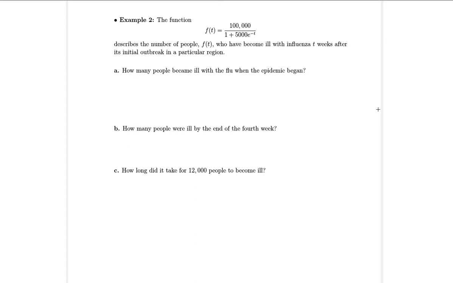So in part A, it asks us, how many people became ill with the flu when the epidemic began? Okay, well, when the epidemic began, that means no weeks have gone by. So that is just me plugging in 0. Now, a lot of times we can take shortcuts when we plug 0 in for our independent variable, but in a function as complicated as this, we do just need to go through the work of seeing what actually happens when 0 gets placed in there for t.